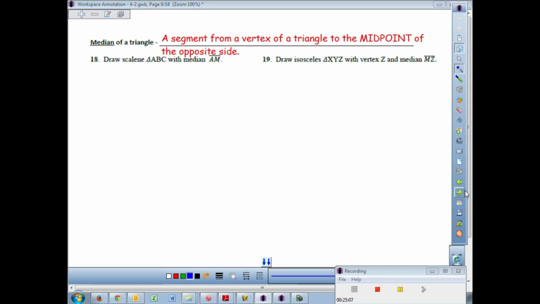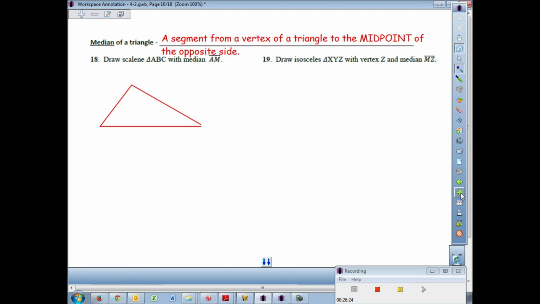Midpoint. It's a segment from a vertex of a triangle. You'll need your geometer here shortly. It's a segment from the vertex of a triangle to the midpoint of the opposite side. 18, draw scalene triangle ABC with median, segment AM. What's a scalene triangle? No sides the same. Number 2 on your geometer is the perfect scalene triangle. Draw me number 2, scalene triangle.